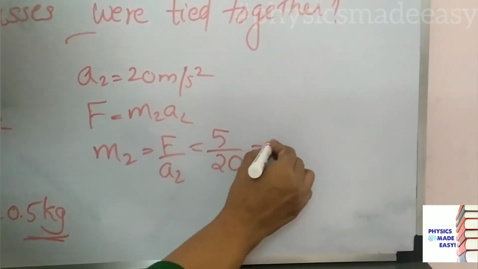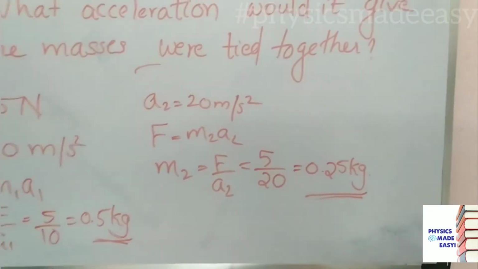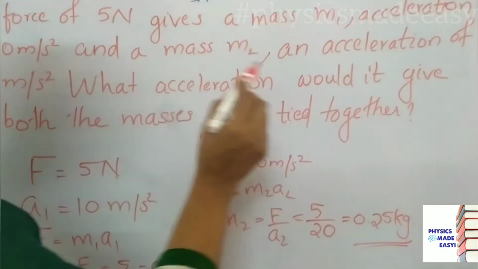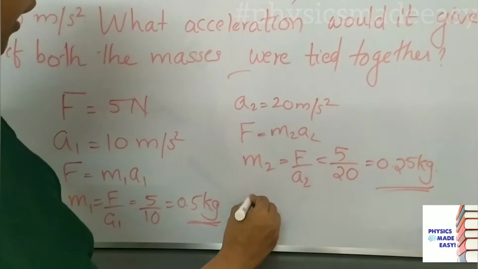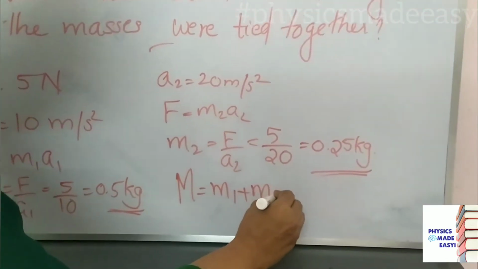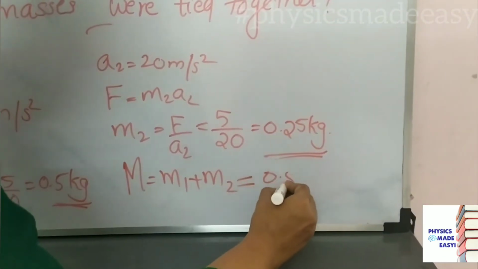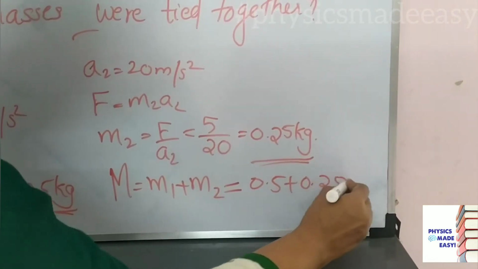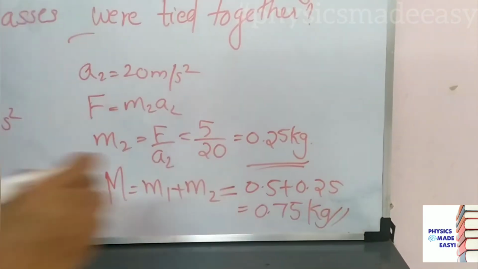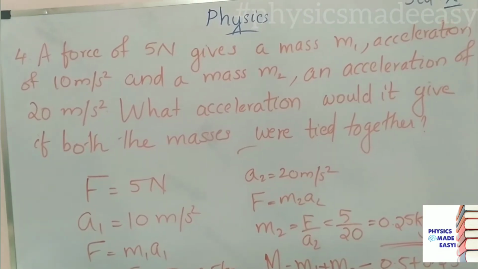So we will get 0.25 kilogram. Then what acceleration would it give if both the masses were tied together? Next we have to consider if these two masses are tied together. So m1 plus m2, that time 0.5 plus 0.25, the value is 0.75 kilogram. If these two objects are tied together, the total mass will be 0.75 kilogram.